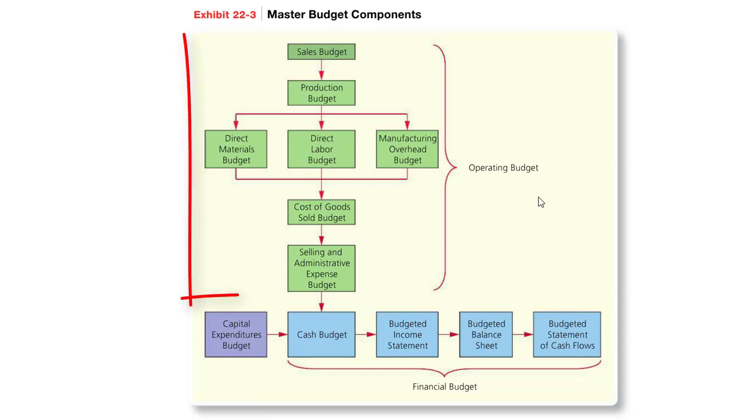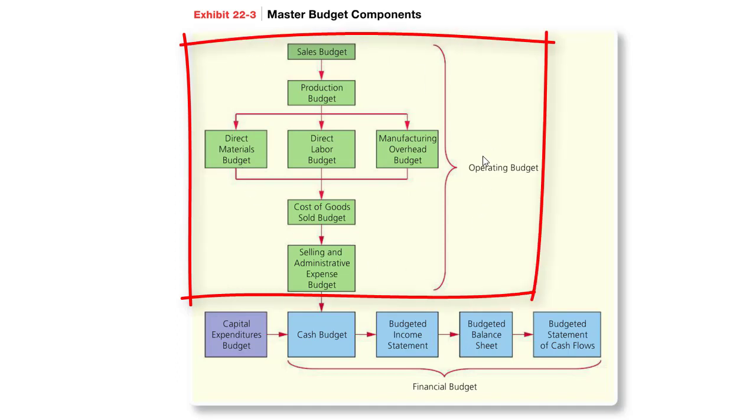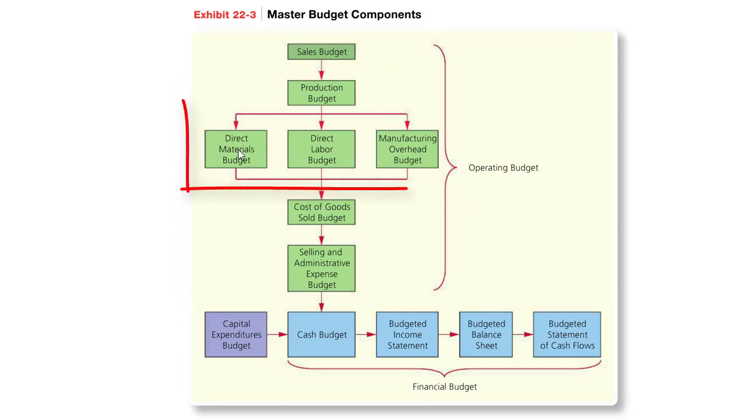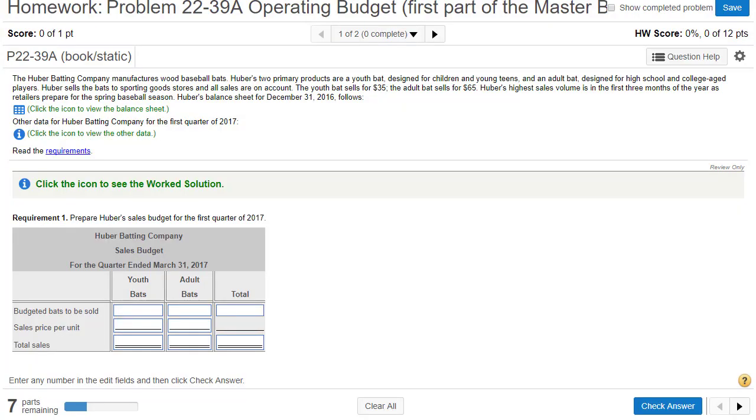In this problem, we're just going to be doing the operating budget, which is the first part of the master budget. And it's for a manufacturing company. How do we know it's for a manufacturer? Because there's a budget for direct materials, direct labor, and manufacturing overhead. For this problem, we will be creating the quarterly operating budget, specifically for the first quarter, which ends in March.